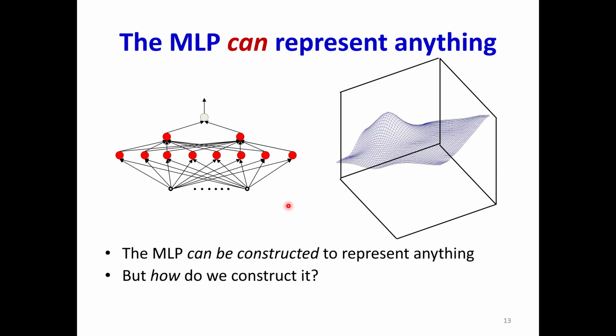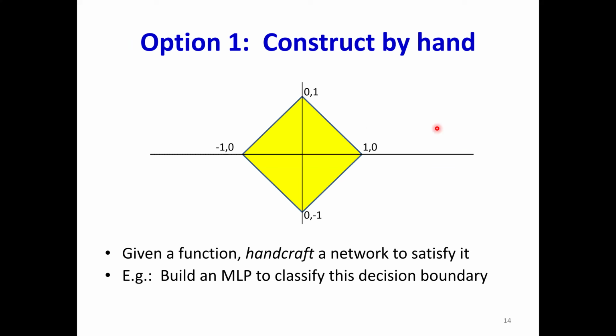Now, what we learned is that an MLP is a universal function approximator. It can represent anything. What this meant is that, given any function, say for example this grid-shaped function over two-dimensional input, we can always construct a network that computes that function. But the question is, how do we construct this network?